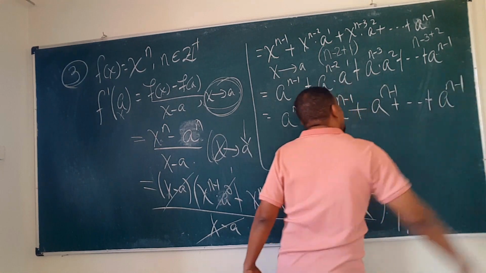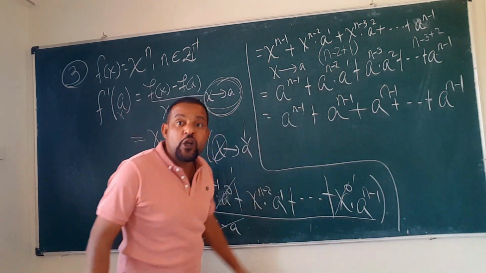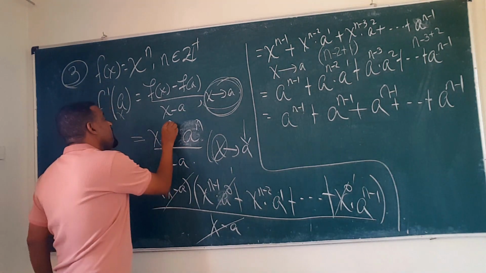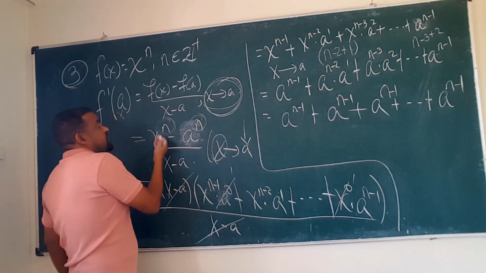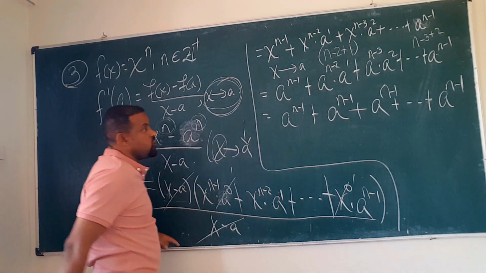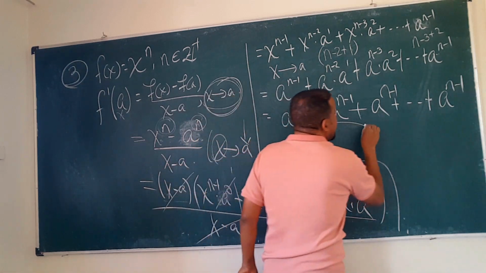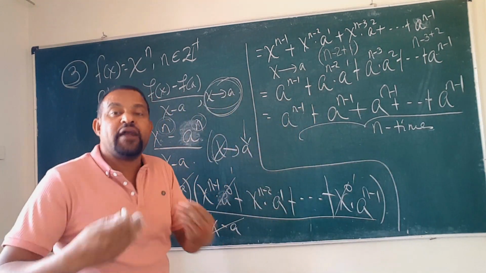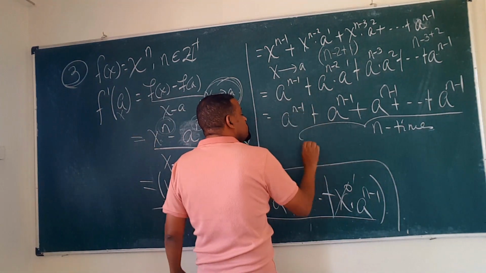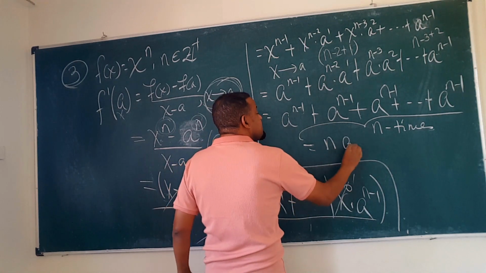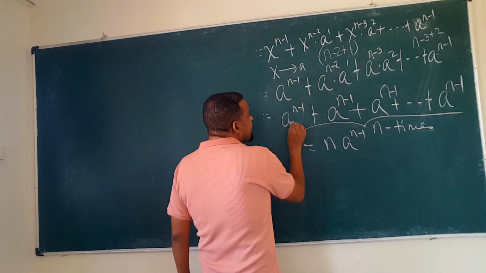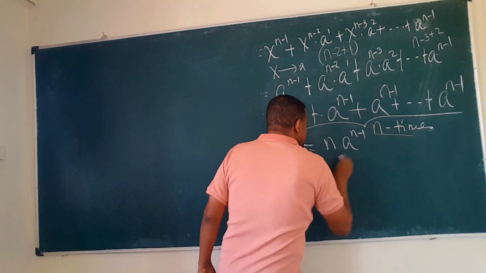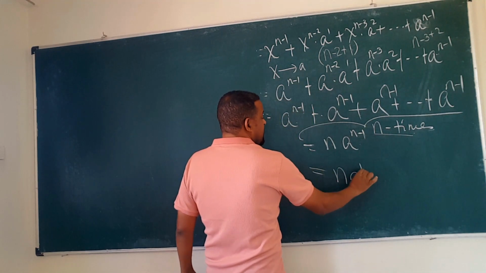a the power of what? n minus 1. How many a the power of n minus 1 do we have? We have n number of them. So we do have n times a the power of n minus 1. This will be n times a the power of n minus 1.